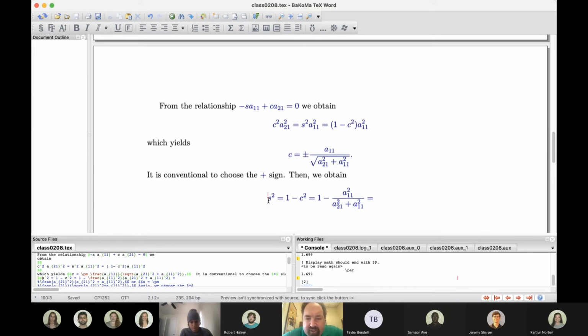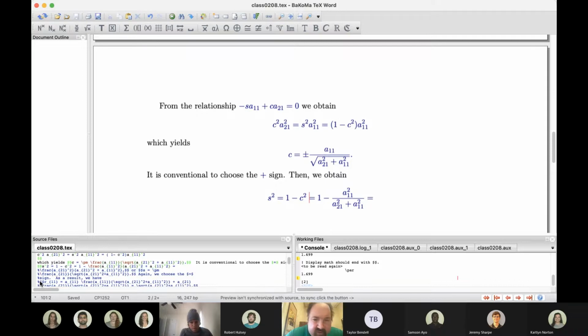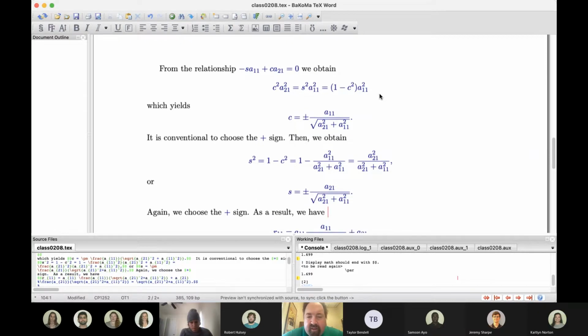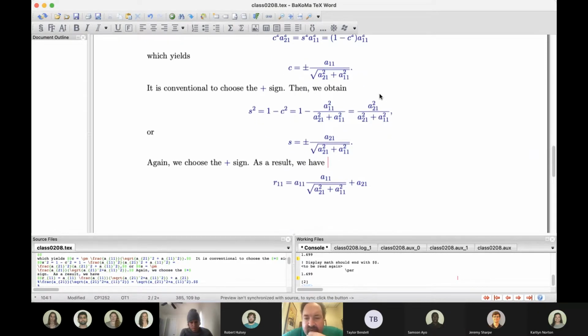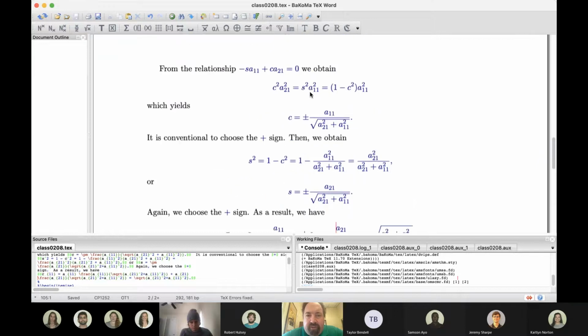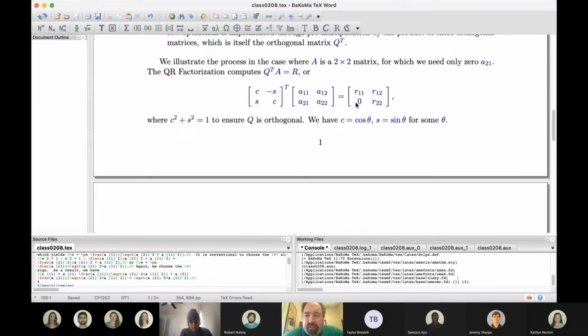So now I can solve for S squared in terms of C squared. I get this. Again, I have a choice of plus or minus. I'll go ahead and choose plus. So this choice of C and S, when used in this matrix, will ensure that this entry is 0.